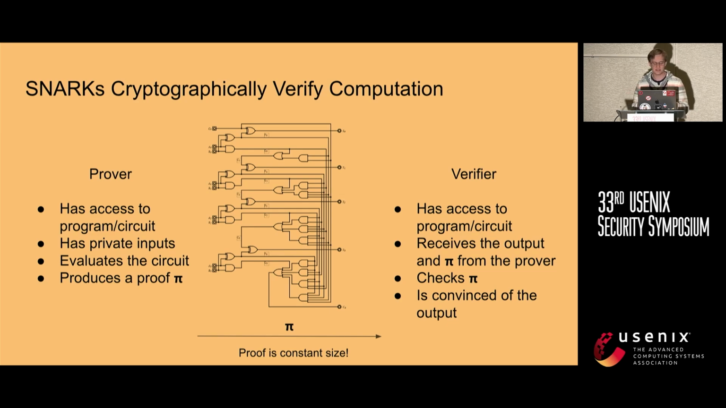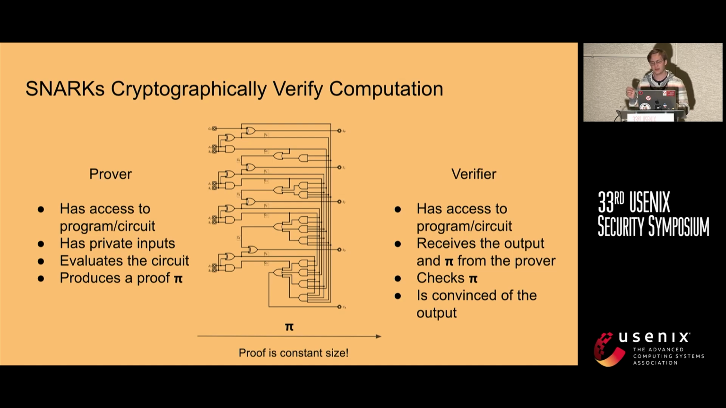The verifier will also have access to the program, or the circuit in this case. And they can receive this proof pi, and they should be able to check this proof against the output that the prover produced for the circuit, and they should be convinced that that output really does correspond to some particular inputs that were provided to the circuit.